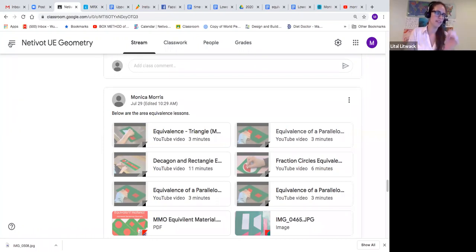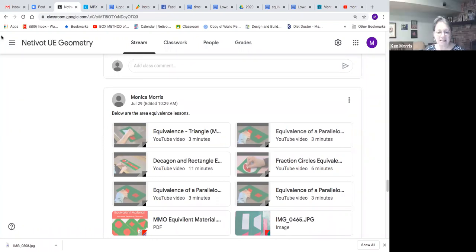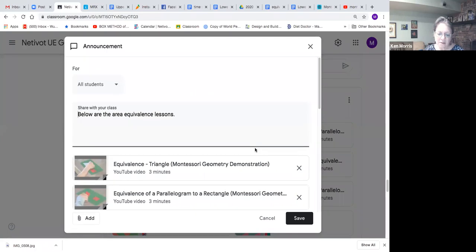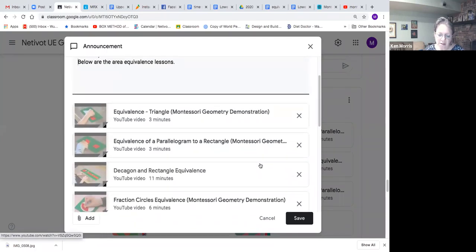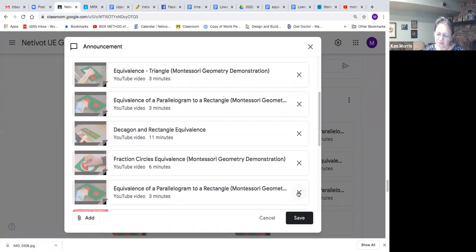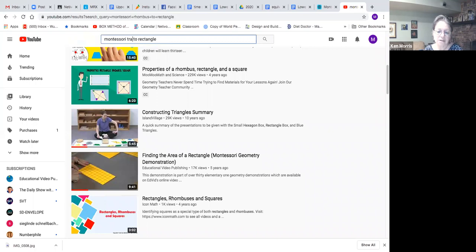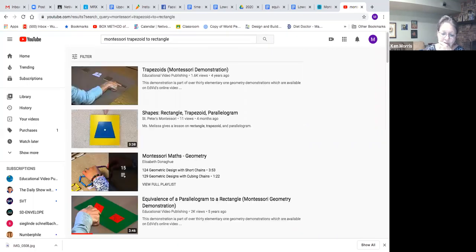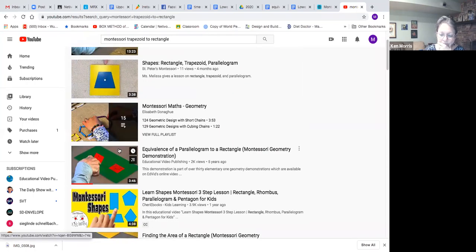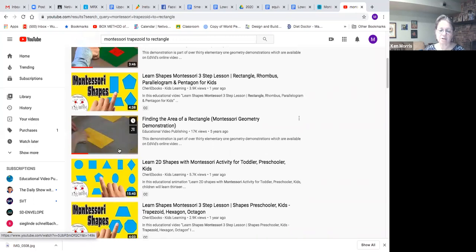All right, so now we're going to look at trapezoid and rectangle. Hopefully I have that. Do I have a trapezoid? No, I have parallelogram twice. We're going to quickly look for trapezoid. Let's see if we have it. Montessori trapezoid. I doubt they have it, otherwise I would have found it. No. Okay, but I think you get the idea.